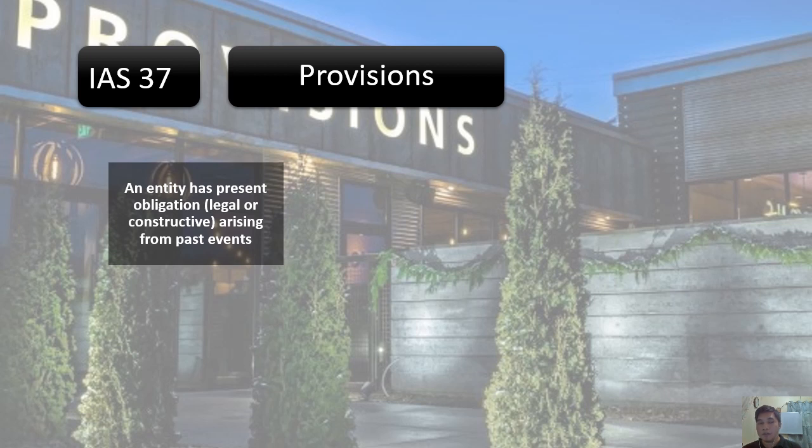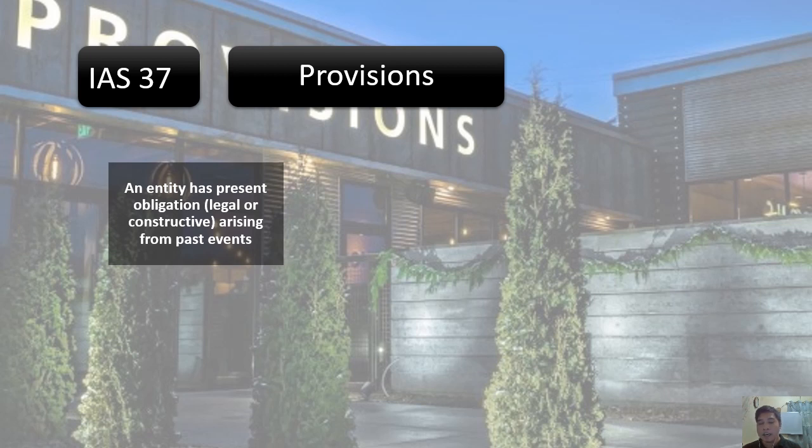So the first requirement is that the entity should have a present obligation. It may be legal or constructive, arising from past event. So since it is also a requirement for liability, of course, this is also a requirement for provision because provision is a kind of liability. However, under provision, obligation may arise through legal or constructive means.